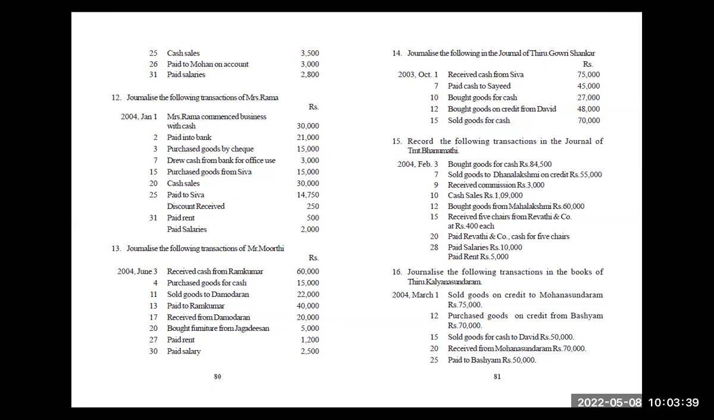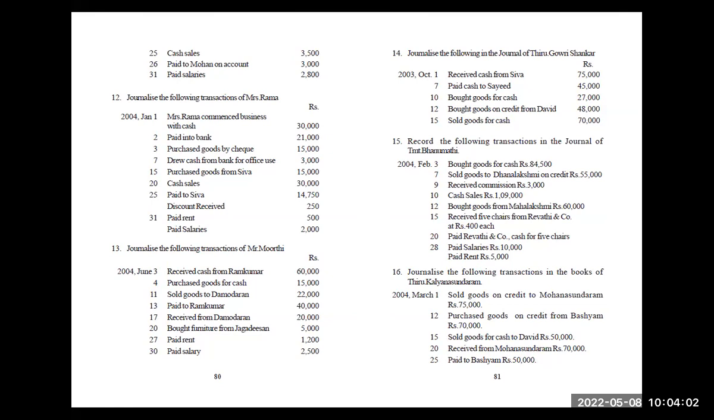Okay, 3 possibilities of debit. If you sell goods, receive check, bank account debit to sales. If you sell goods, not receiving anything, the party account debit to sales. If you sell goods and receive cash immediately, cash account debit to sales. Clear? Yes, sir.